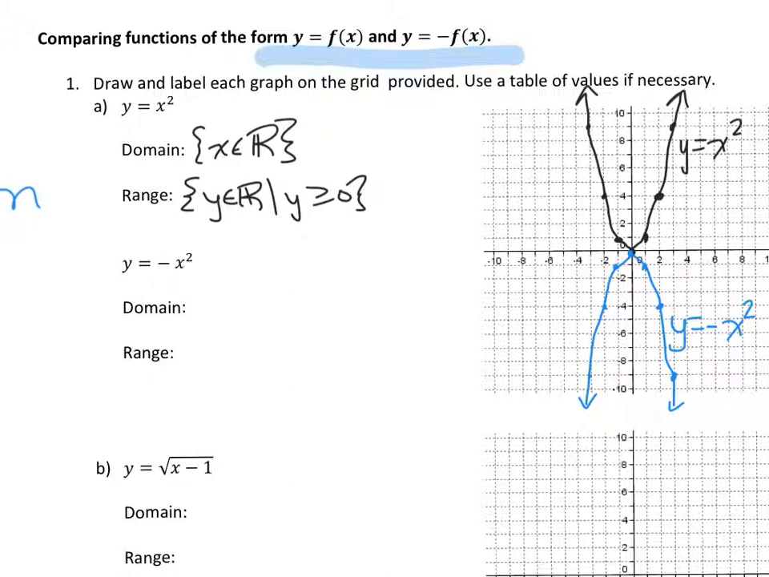Now because this kind of a reflection only impacts the y value, my domain is going to have no change in this case. So my domain is still going to be x is in the real family, but my range is now y has to be anything that is less than or equal to 0.